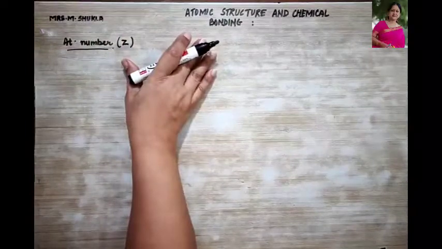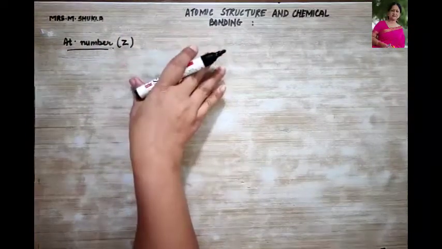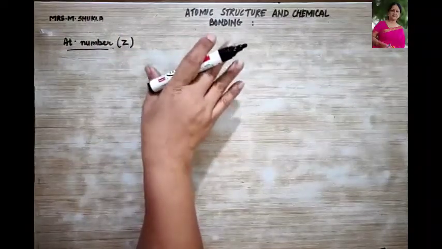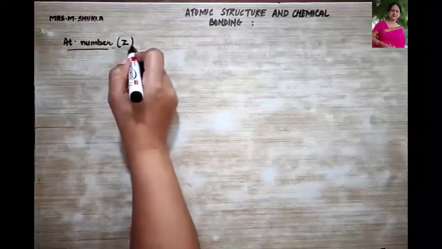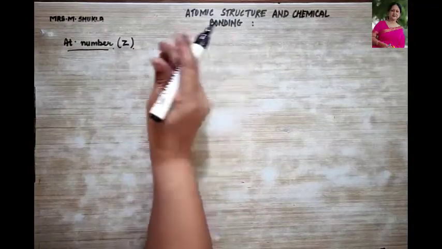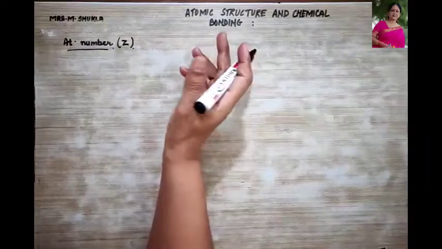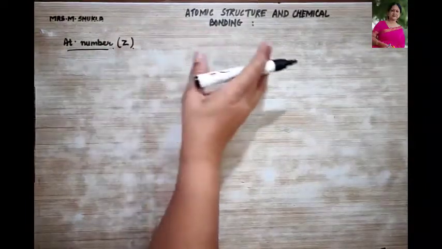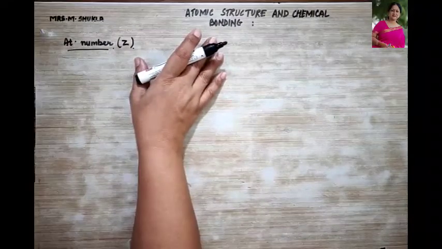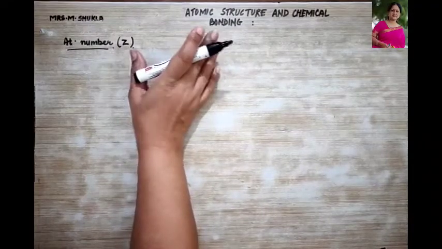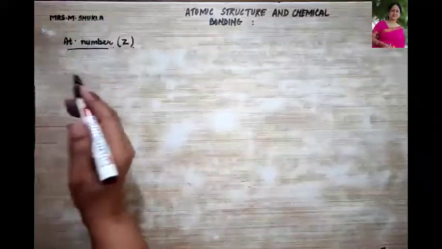The atomic number, right? An atom is electrically neutral, we already know that, and therefore the atomic number is also equal to the total number of protons, and the total number of protons is also equal to the total number of electrons. Is this point very clear? And where are they written? They are always written at the subscript.